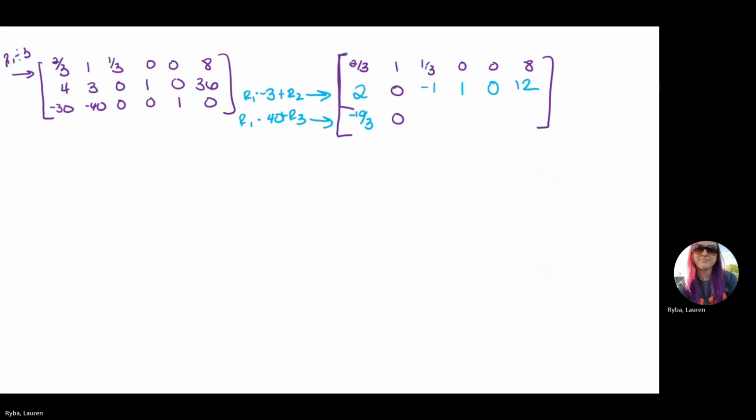1/3 times 40 is 40/3. I'm not adding anything, so 40/3. The 2 zeros are going to stay 0. 0 times anything is 0, plus 1 is still 1. 8 times 40 is 320. 320 plus 0, 320.